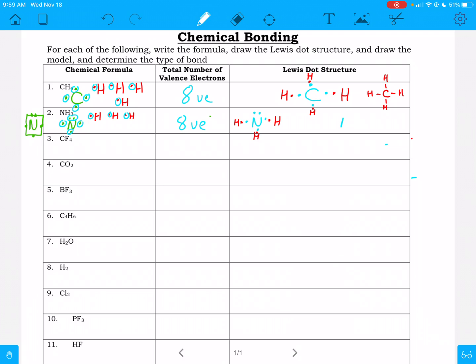Well, you would do nitrogen bonded to a hydrogen, bonded to a hydrogen, bonded to a hydrogen, and then up here you would put 2 dots because it's not bonded to anything. Okay? Well, let's do the next one, shall we? Hopefully you guys are catching on here.